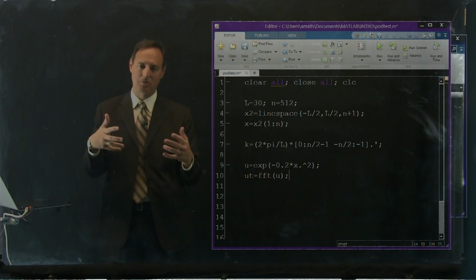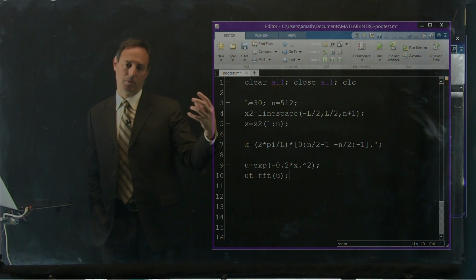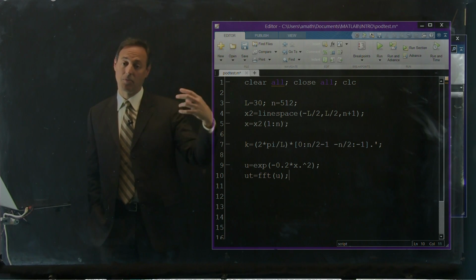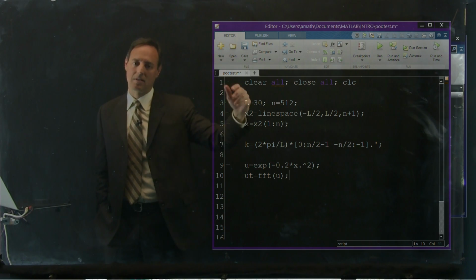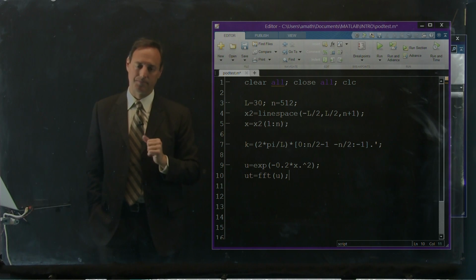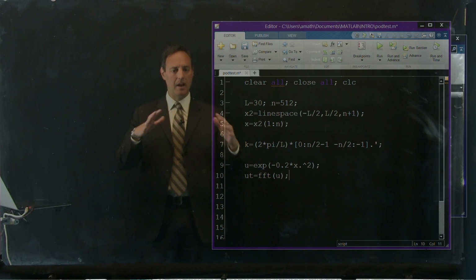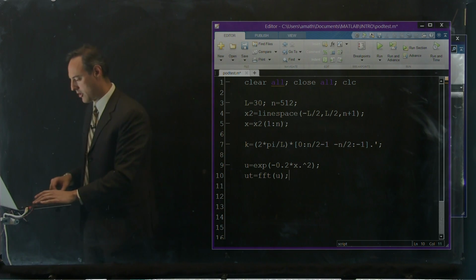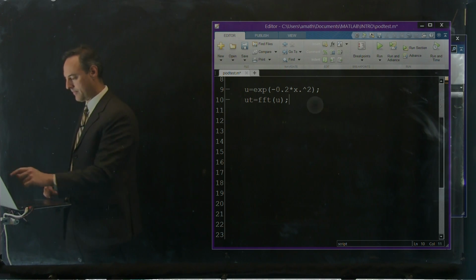It handles derivatives beautifully. If you take the Fourier transform of the nth derivative of a function, it is ik to the nth power times the Fourier transform of the function itself. It's a very clean result, and we can use that here. So we're going to solve everything in the Fourier domain by starting off with this initial data here. Okay?